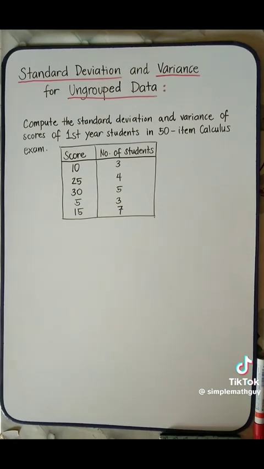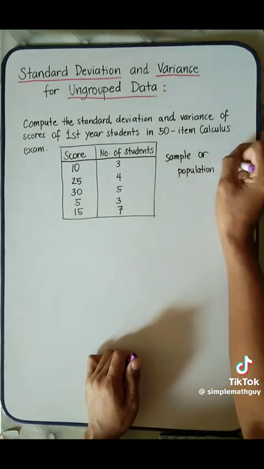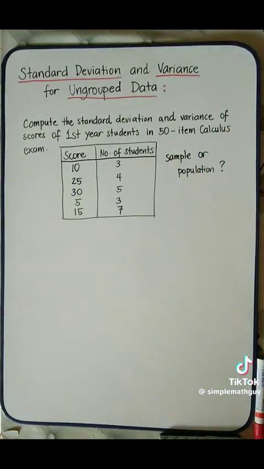Now let's solve this problem. There are two types of standard deviation and variance: sample or population. It's sample if it is chosen from the group, or it is just a sample. It is population if the data is gathered from the whole group. In this problem, the required is the population, since it's not stated if first-year students are chosen.